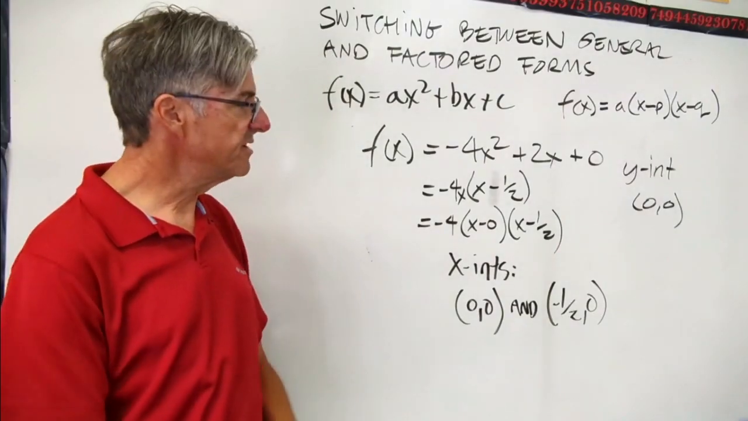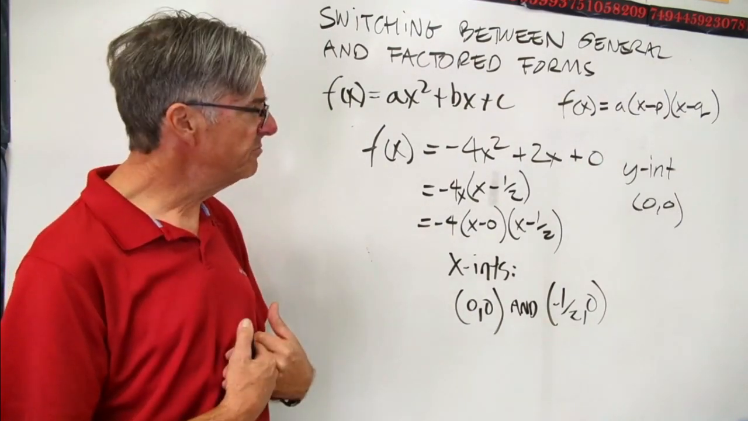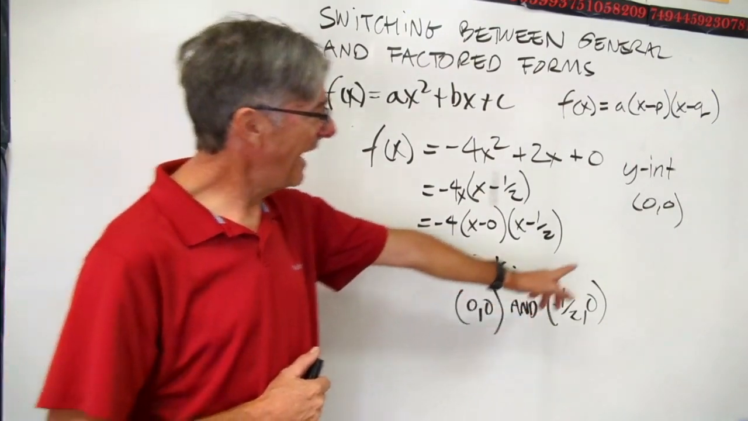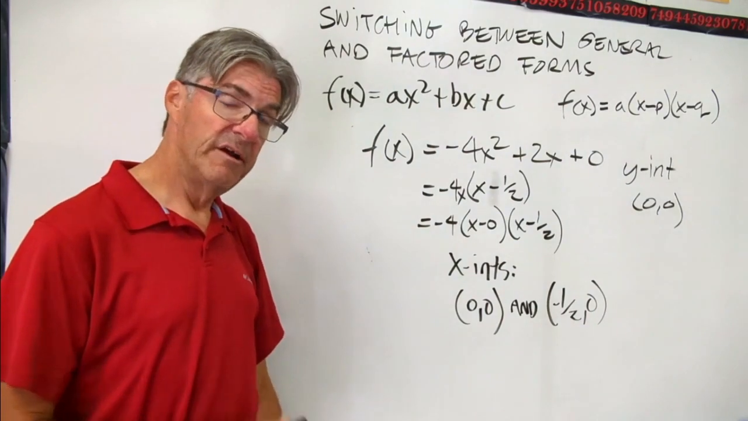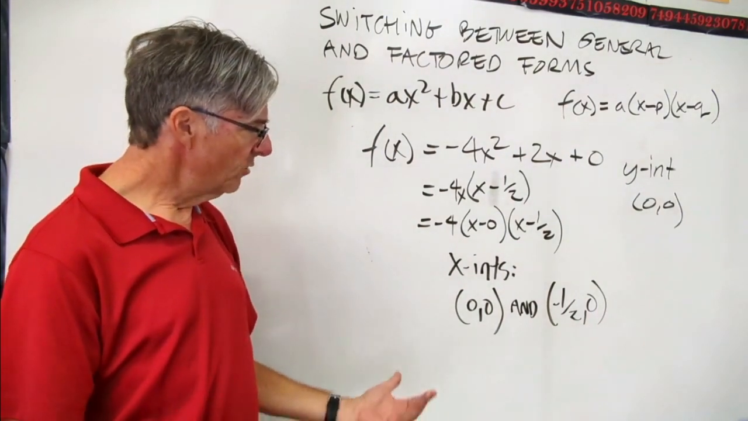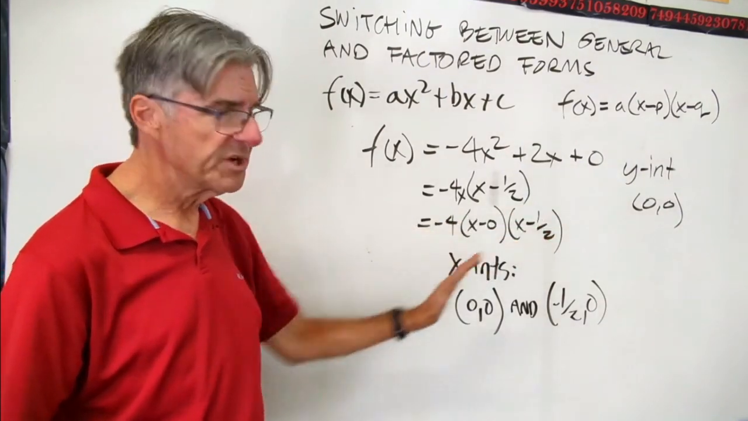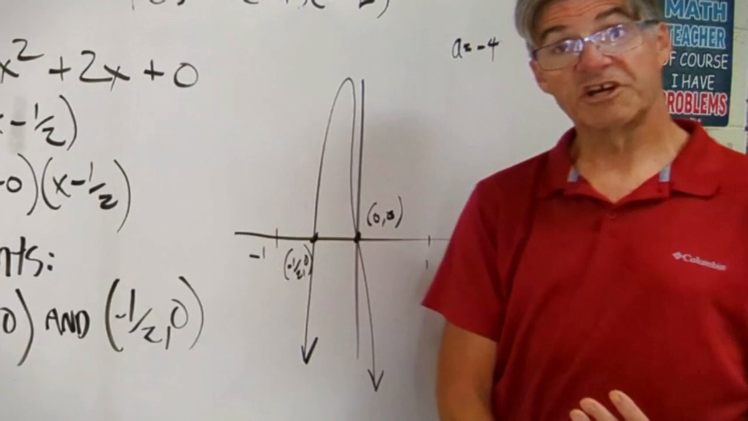So now I have my 3 intercepts. Now I want you to take a look and tell me what you think this means. One of my x-intercepts is 0, 0, and my y-intercept is 0, 0. That's kind of weird. What's going on with that? What I'd like you to do is make a quick sketch of this graph with these 3 intercepts and see if that tells you what's happening. All right, let's take a look at that graph.